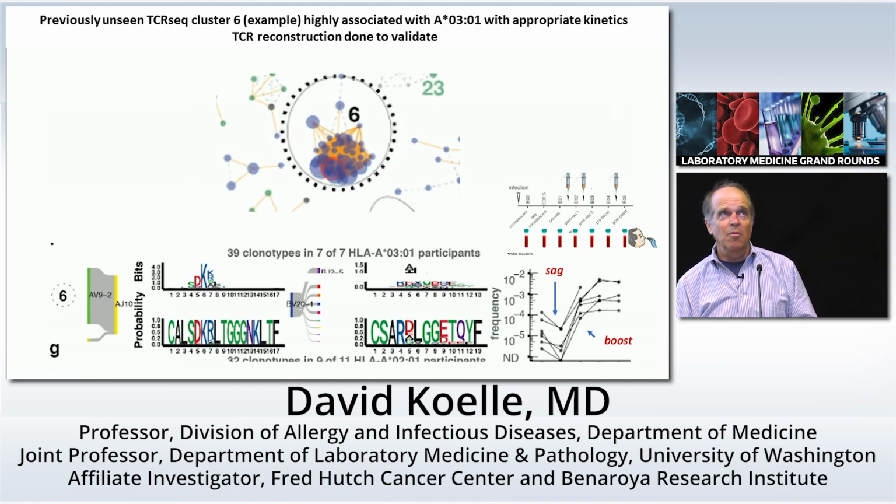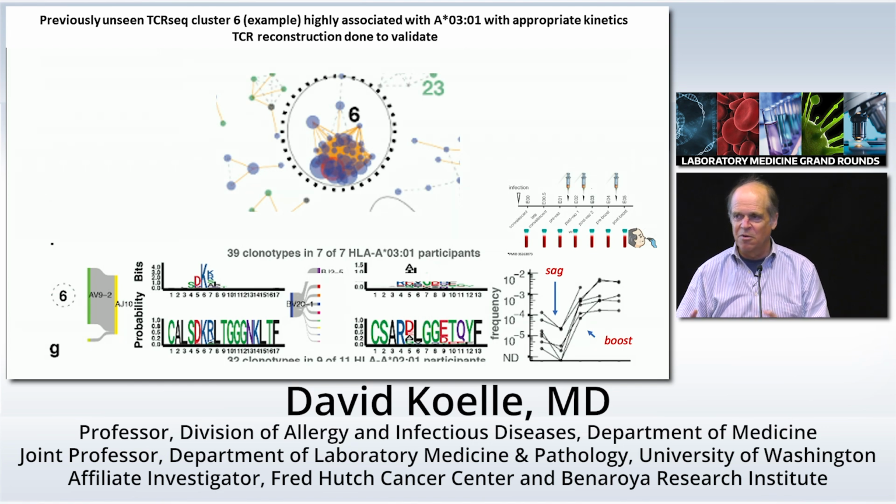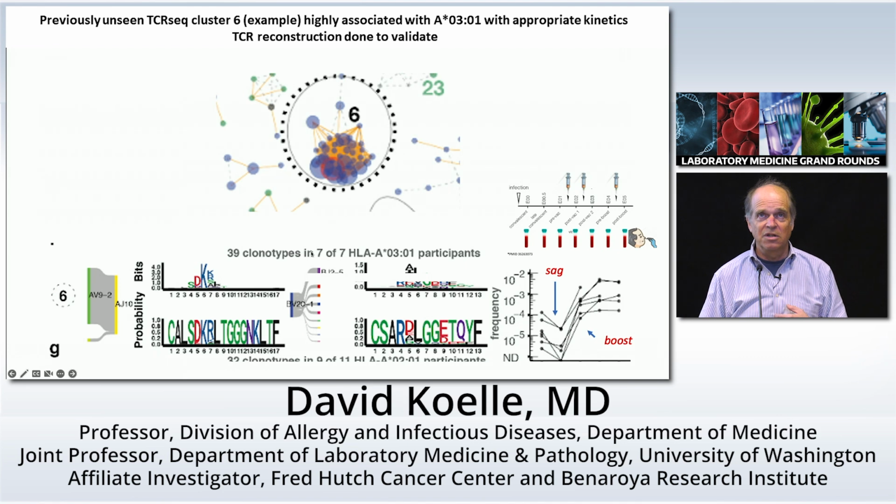We decided to test these by T cell receptor reconstruction. So you're all familiar with making monoclonal antibodies by taking single B cells and sequencing them and manufacturing the antibody. Well, we can do the same thing: take the single T cell, sequence the T cell receptor alpha and beta, make an artificial T cell receptor, make an artificial T cell, and test it. And this is one of the examples we did, from this cluster 6 here.